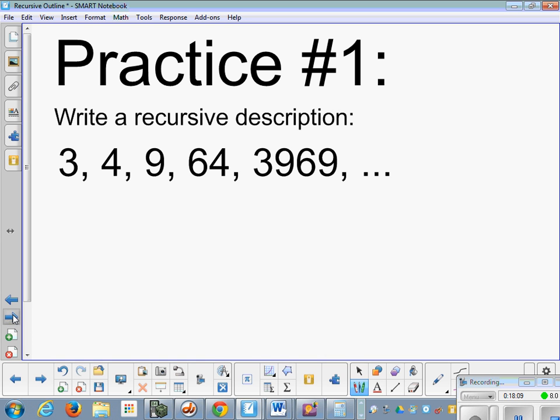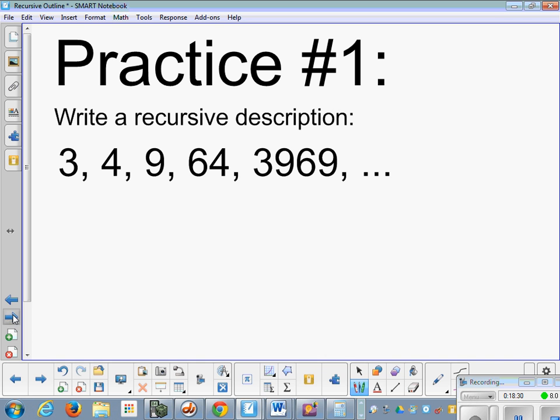I noticed some things here in the middle. 3, 4, 9, 64. I'm looking for a pattern in here. It's adding 1, adding 5, adding a lot, 55, adding 3,965. That doesn't seem like I'm adding anything.